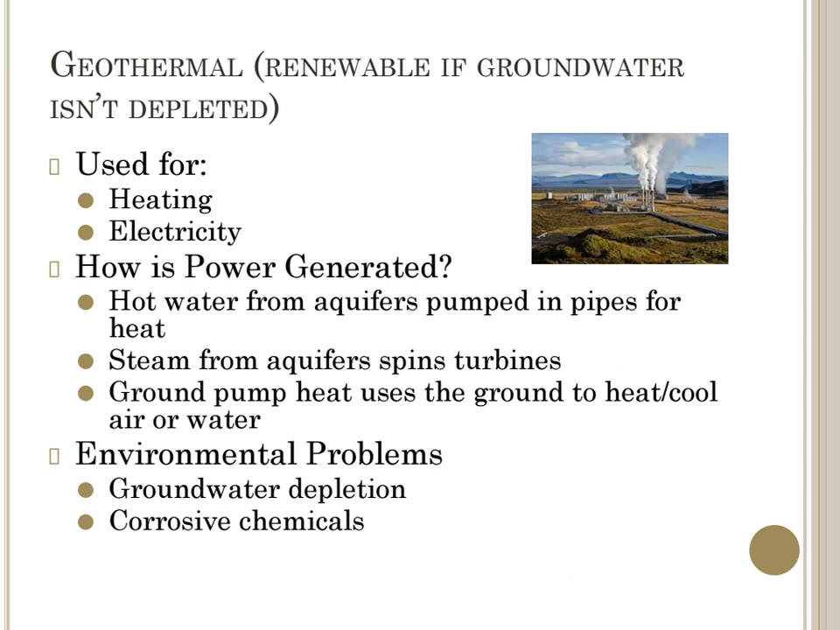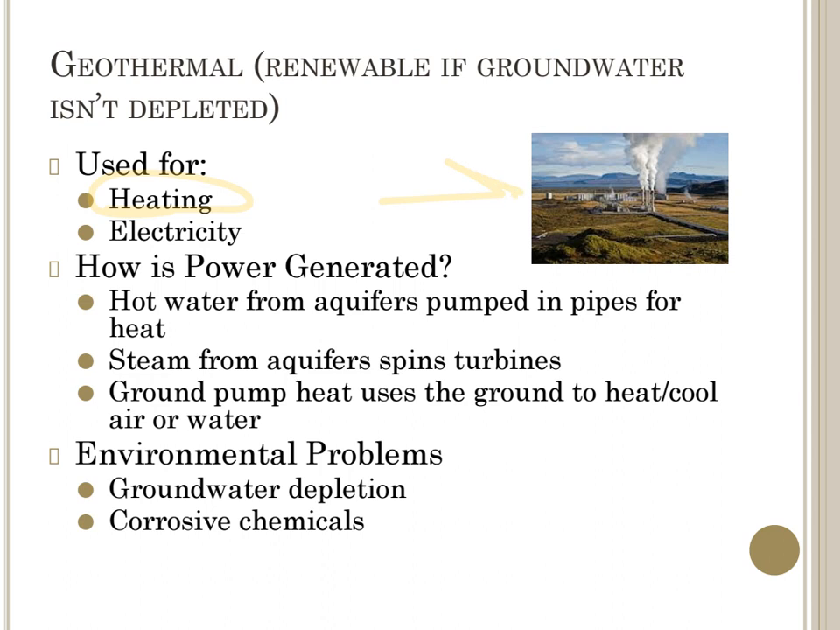Okay, so geothermal is renewable if groundwater is not depleted. So as long as you keep your aquifers up to a certain level, it's fine. So geothermal is where the magma gets really close to your aquifers and it naturally heats up that water. It's used for heating and for electricity. In some parts of Paris, they pump that hot water directly through pipes in their walls to heat their homes.